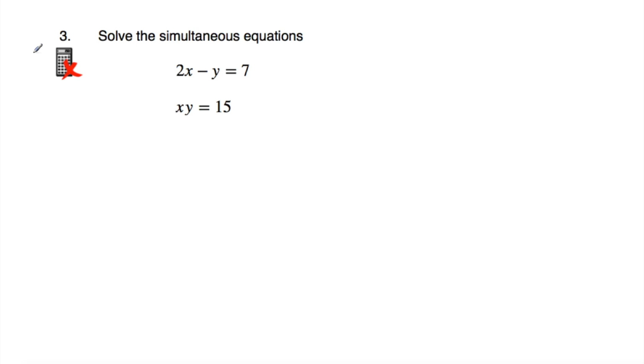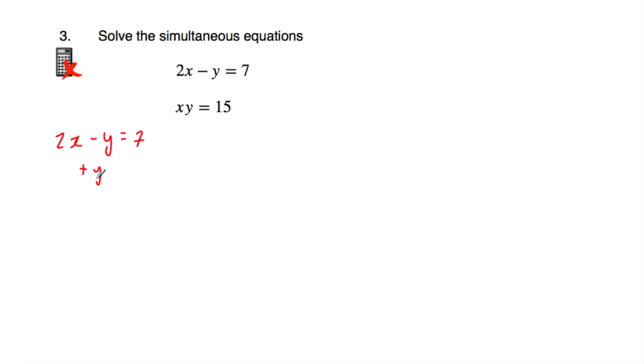Okay, let's have a look at our next question, question number 3. So question number 3 says, solve the simultaneous equations 2x minus y equals 7 and xy equals 15. So we want to solve these simultaneous equations, so we want to make either x or y the subject of the linear. Now we can either make x the subject, but that means we're going to be dividing by 2, or we can make y the subject, and I think that's what I'm going to do. So let's write it down, 2x minus y equals 7. So we're going to make y the subject.